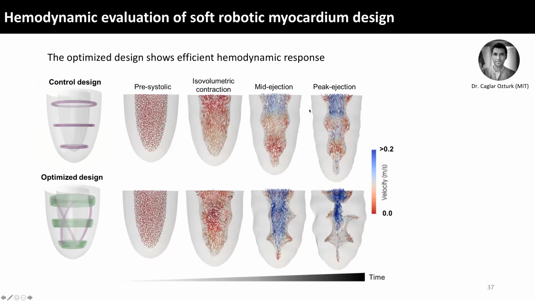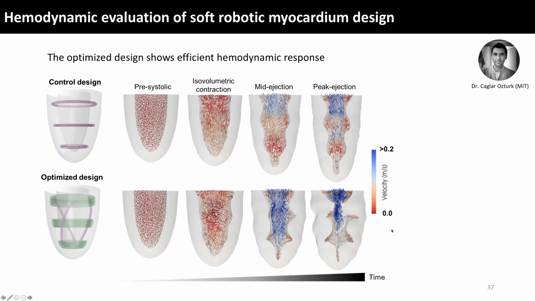And if you look at this over the different stages of one cardiac cycle, you can see that during the ejection phase, there's higher velocity in the optimized design. There's less areas where there's low velocity and less stasis. So that would lead to less clotting.